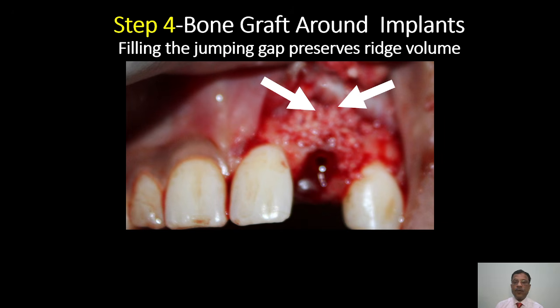In step 4, we place a bone graft both in the jumping gap as well as labial to the implant in the soft tissue area. This dual grafting technique helps us to give a good aesthetic outcome in the end.